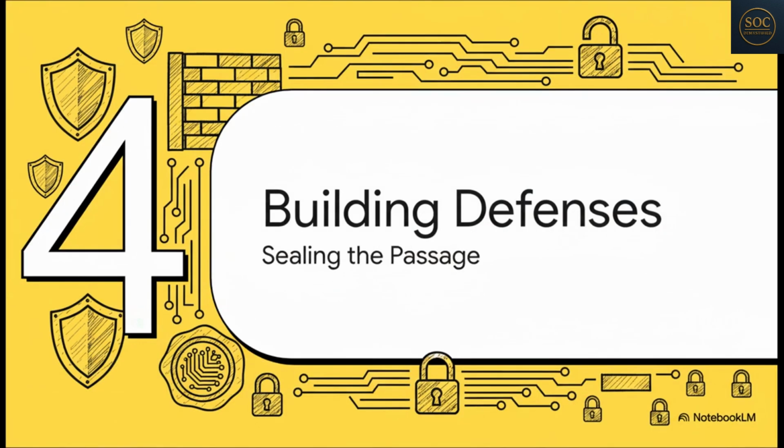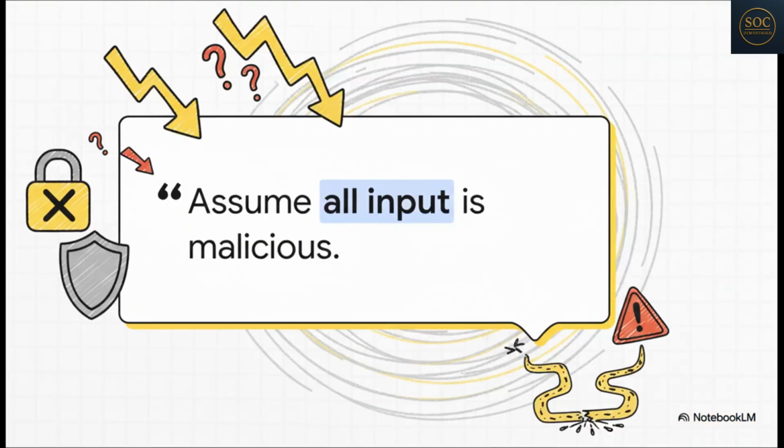Okay, so we've seen the problem, and it's pretty scary. Now, how do we fix it? Let's talk about building the digital defenses that can seal this secret passage for good. The thing is, these fixes are really well known, but they sometimes get overlooked when people are in a rush to build new things. The single most important rule for any developer, and this comes straight from security experts, is this one right here. Assume all input is malicious. It means anything a user sends your application, a file name, a username, you name it, you have to treat it like it's a potential attack.